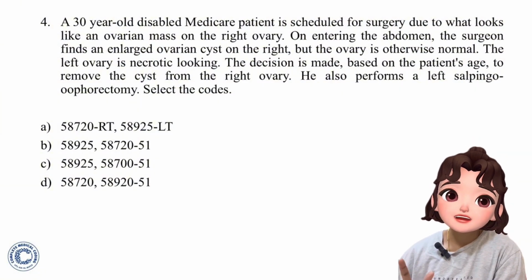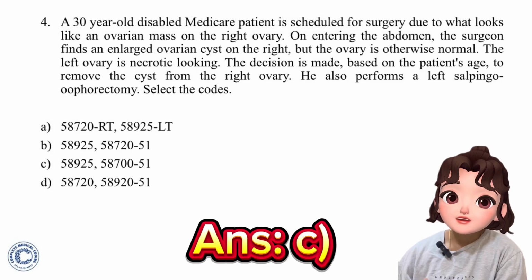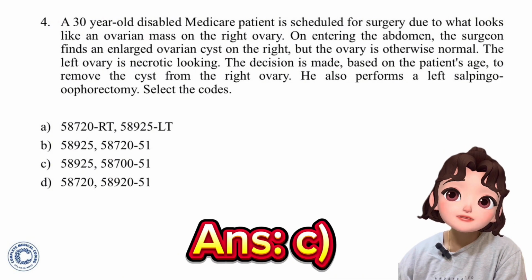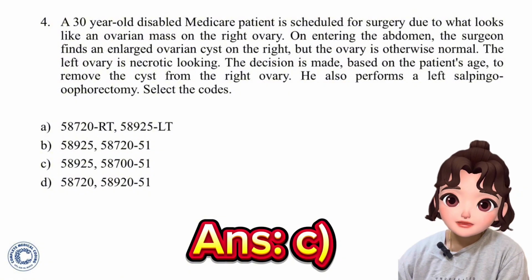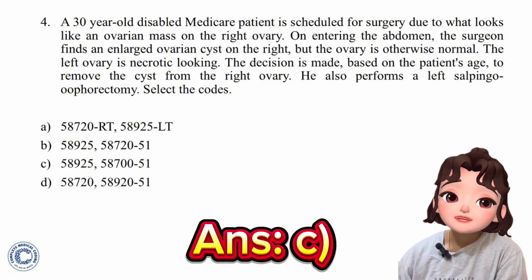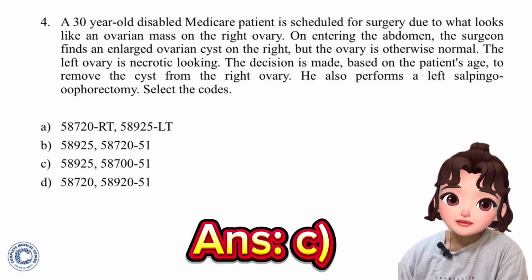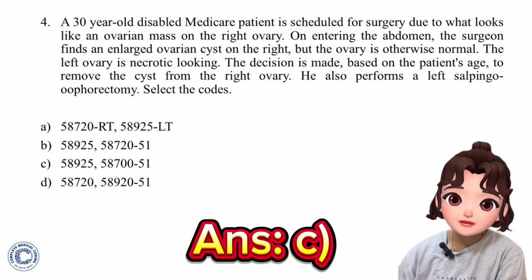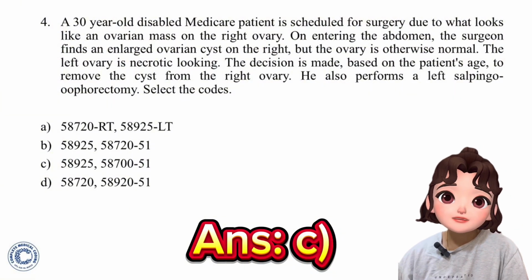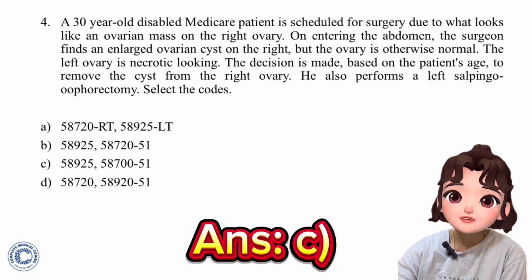So you got the correct answer as option B, 58925 for the ovarian cystectomy, because the patient is there for ovarian cystectomy. So you have to mark that code first. And then at the end, it is mentioned that he also performs a left salpingo-oophorectomy. He also did that procedure as an additional procedure. So that will come as the second code, 58720. Mark it with modifier 51 to show that it is a multiple procedure. Alright. So option B is the answer.